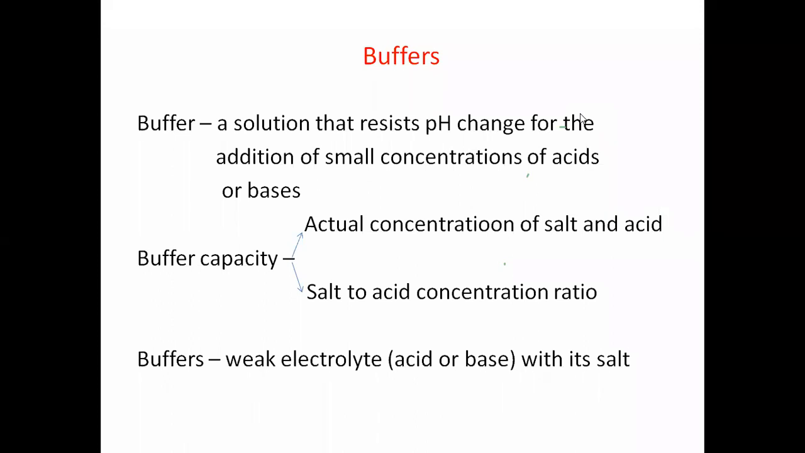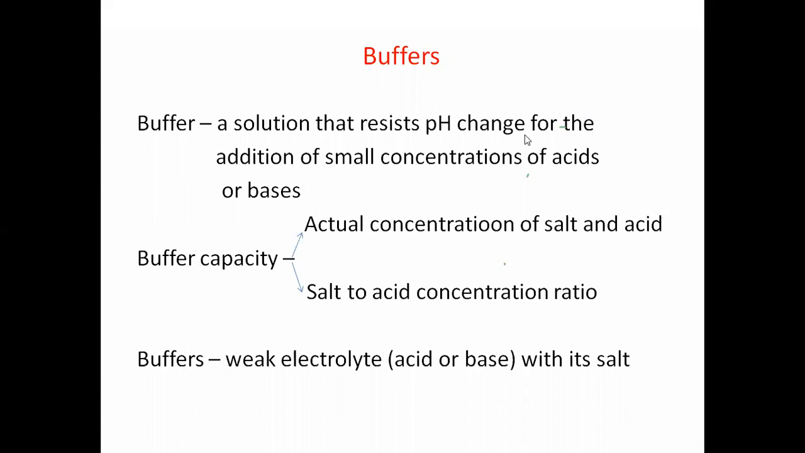So this we will understand in a simple problem which we have already done, but I will show it again. Buffers are weak electrolytes with their strong salt. It may be a weak acid with its salt, like acetic acid and sodium acetate, or a weak base and its salt, like ammonium hydroxide and ammonium chloride. So these are all various buffers.